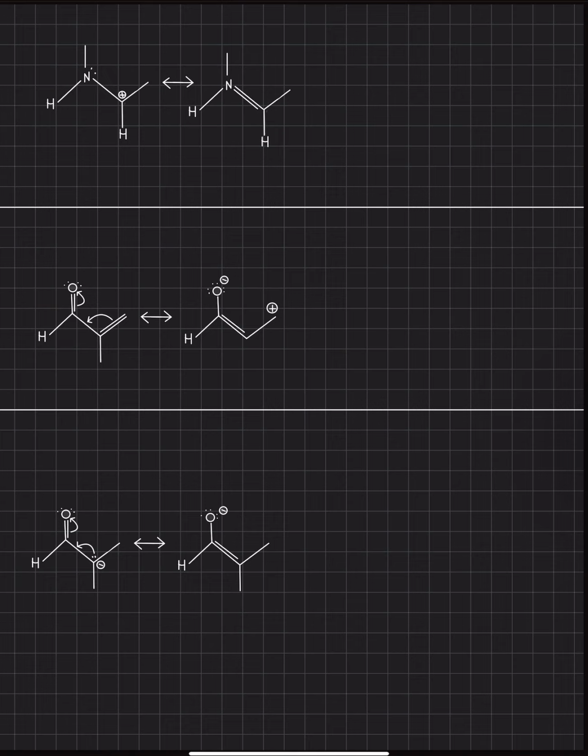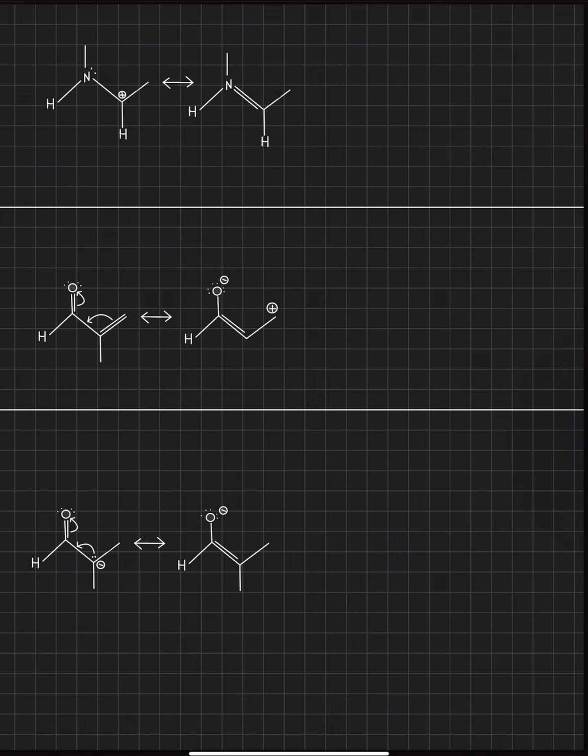Okay, so again, how do you determine if it's major or minor or equal? There are many rules, but I'm going to go over the main rules. So in this first example that you can see at the top, on the left, you have a carbon cation or a carbon with a positive charge. On the right, you have no charges whatsoever.